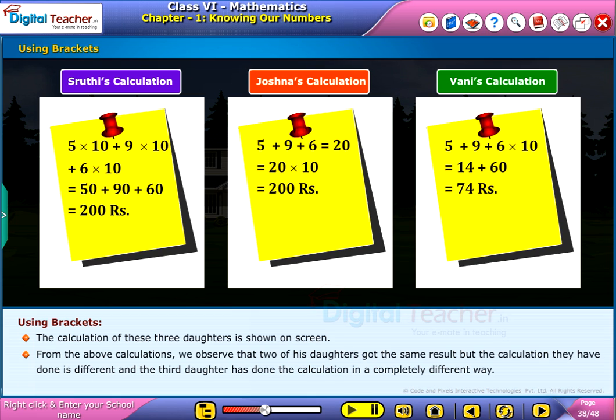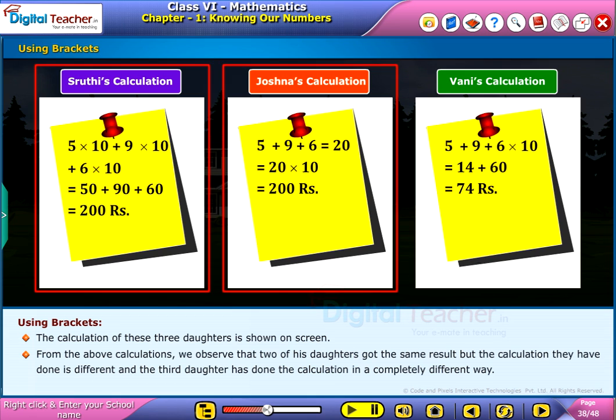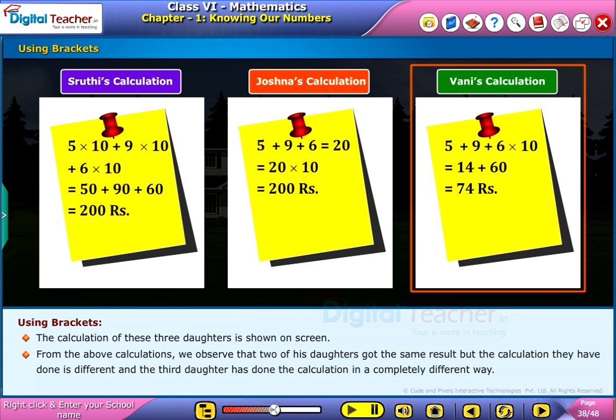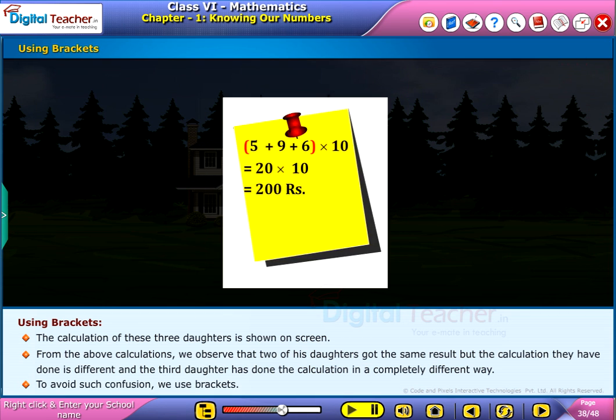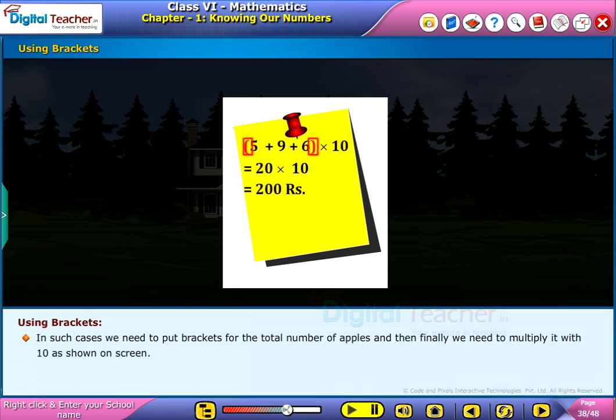From the above calculations, we observe that 2 of his daughters got the same result, but the calculation they have done is different and the third daughter has done the calculation in a completely different way. To avoid such confusion, we use brackets. In such cases, we need to put brackets for the total number of apples and then finally, we need to multiply it with 10 as shown on screen.